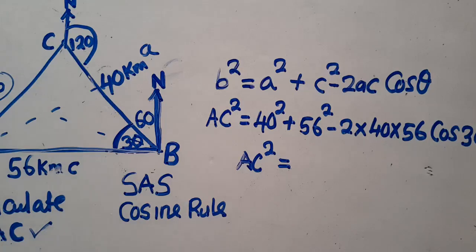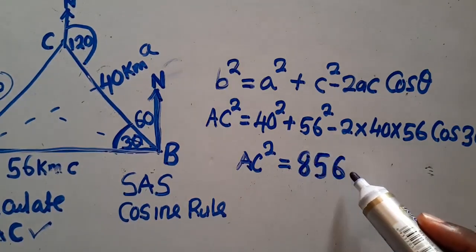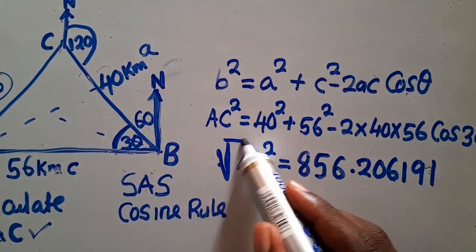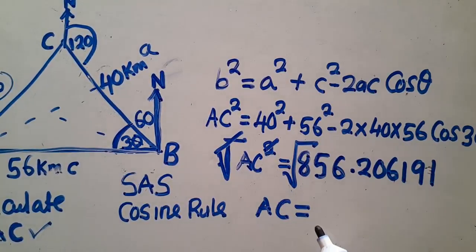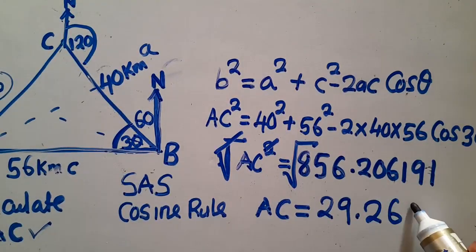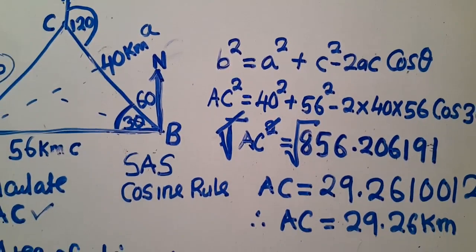So what is the answer? The answer that we are going to get will be 856.206191. Then you introduce the square root on both sides so that the square and the square root cancel out. We are going to have AC, which will be equal to, AC is now equal to what? When you introduce the square root, you get 29.2610012. You just say, therefore, AC is equal to 29.26 kilometers, like this. That is your answer.